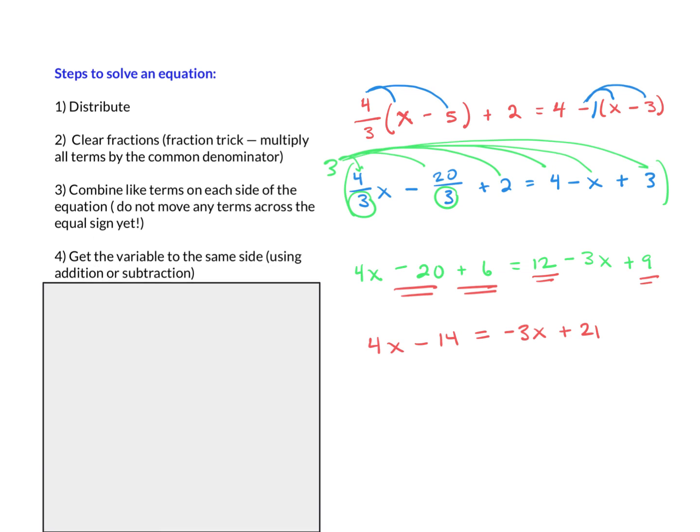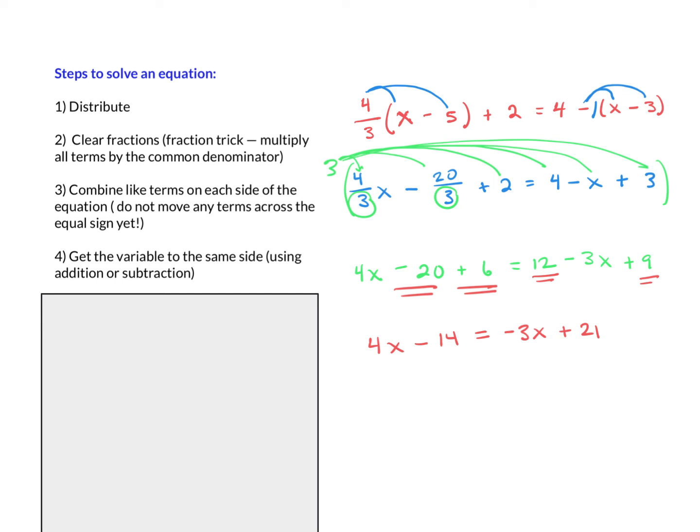Step 4 is we're going to get the variable to the same side. You guys are probably tempted to get these numbers to the same side, but we're not going to do that. We're going to get the variable to the same side, and we do that using addition or subtraction. A lot of people will find whichever variable is smaller and get that to the other side. It doesn't matter, but this -3x right here, we're going to add 3x to both sides because it's negative. We will do the opposite by adding. Negative 3x plus 3x is 0. That's a 0 pair. That's why we get to cross that off.